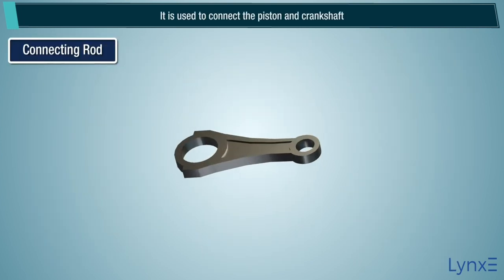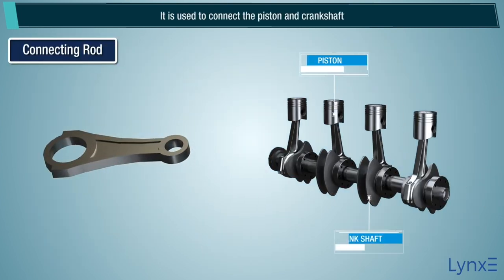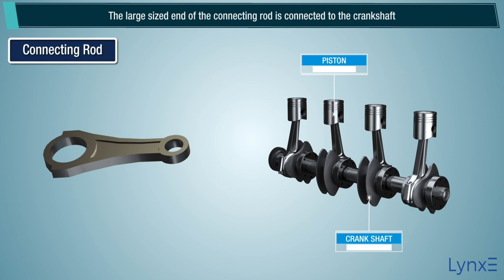Connecting rod. It is used to connect the piston and crankshaft. The two ends of the connecting rod are of different size. The large-sized end of the connecting rod is connected to the crankshaft and the small-sized end is connected to the piston.